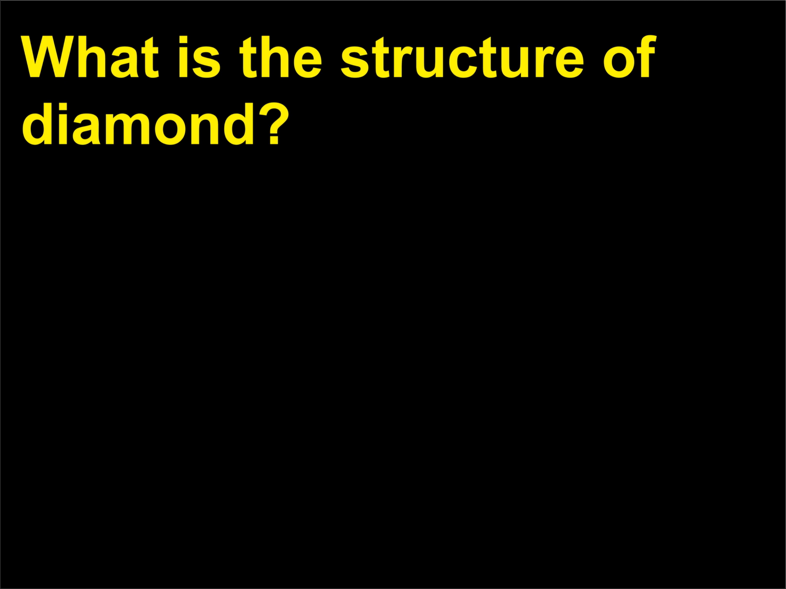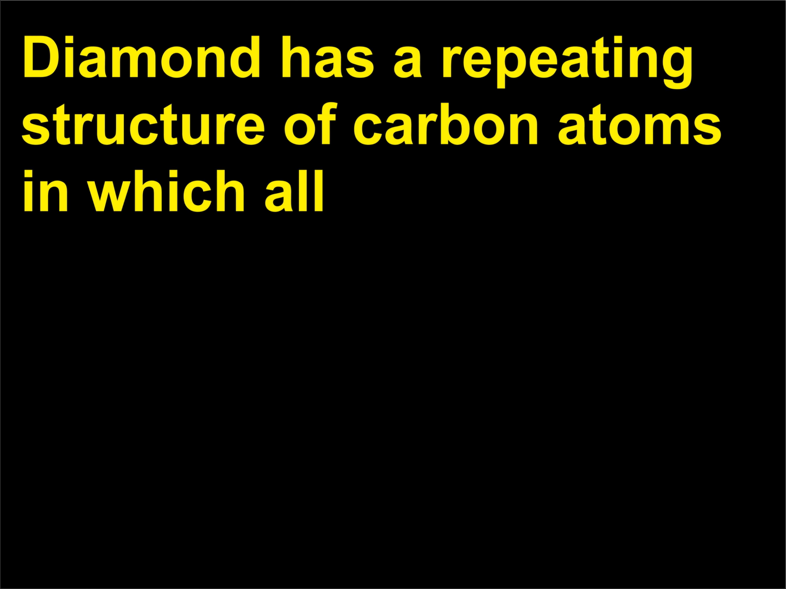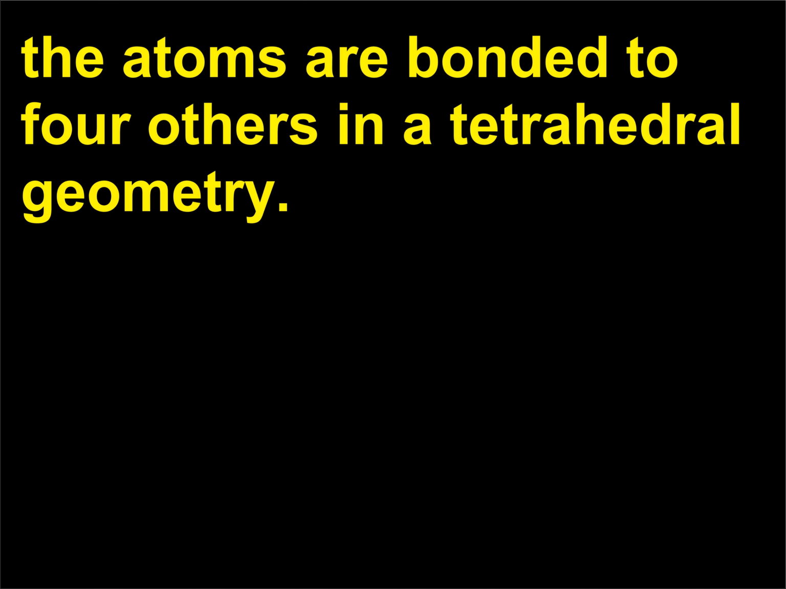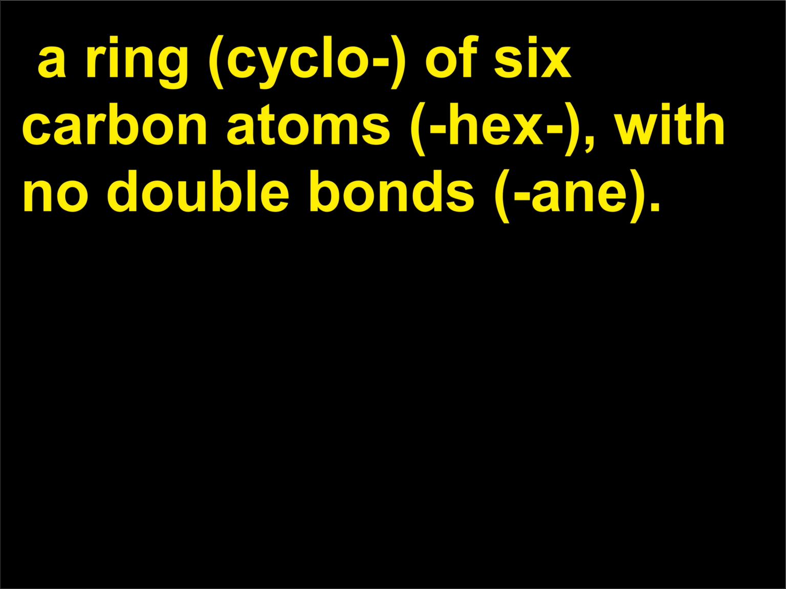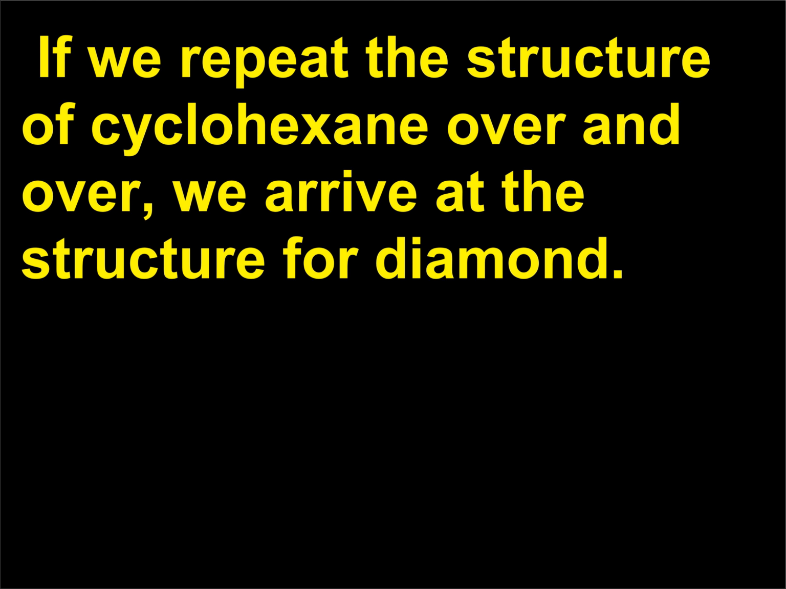What is the structure of diamond? Diamond has a repeating structure of carbon atoms in which all the atoms are bonded to four others in a tetrahedral geometry. It's easiest to see if we first look at the structure of cyclohexane: a ring, cyclo, of six carbon atoms, hex, with no double bonds. If we repeat the structure of cyclohexane over and over, we arrive at the structure for diamond.